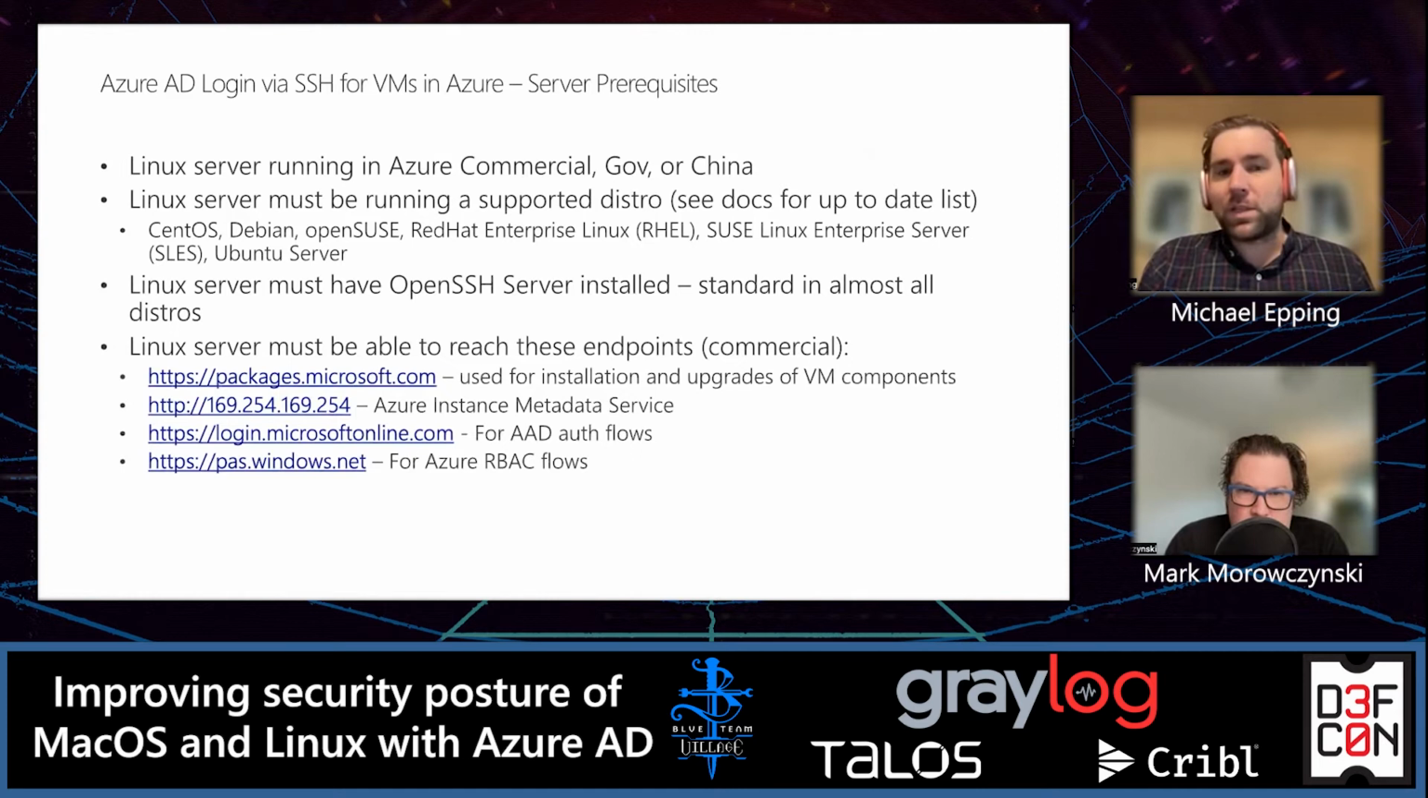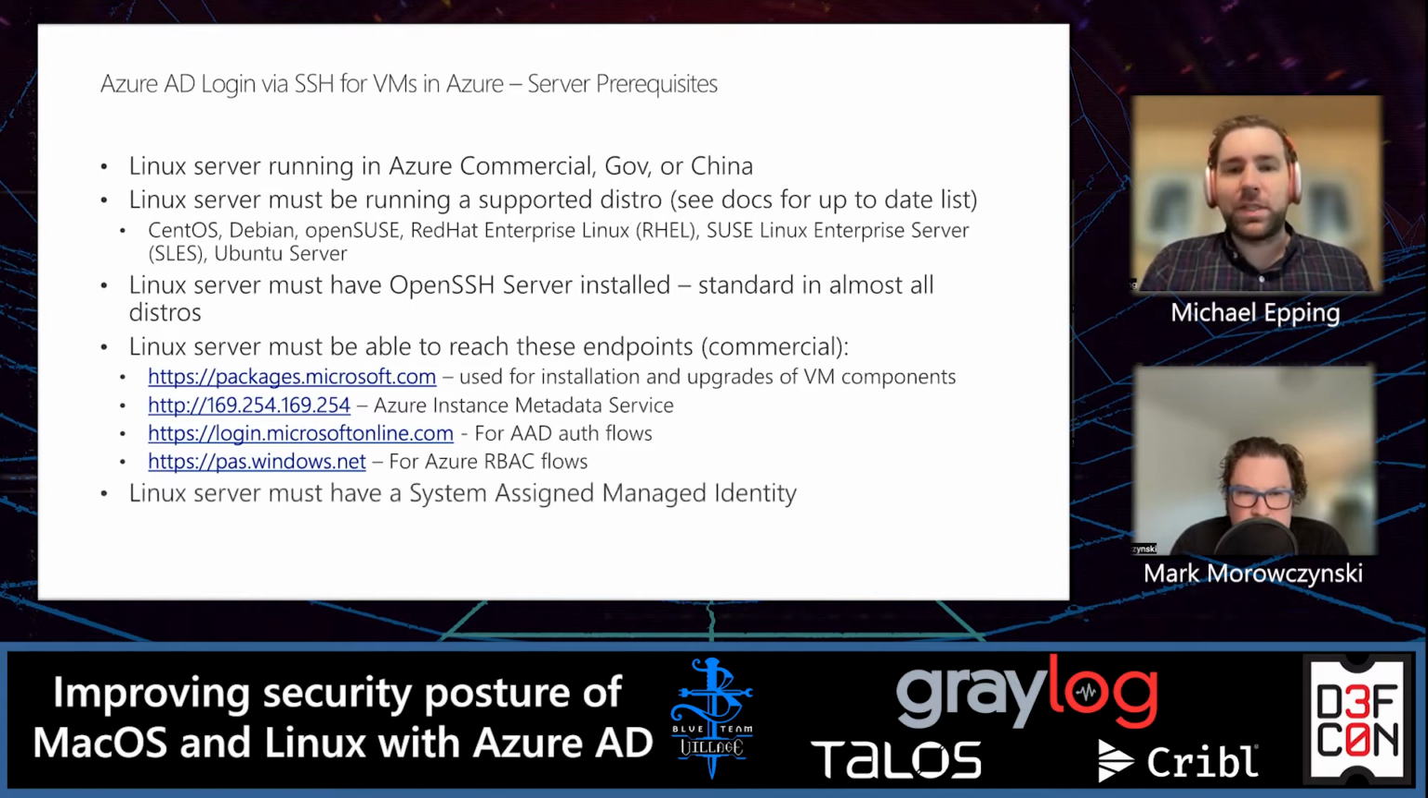And then the Linux server has to be able to reach a few specific endpoints. So one is packages.microsoft.com, which is where you install the Linux installer from, or some server-side components from. So that's just a standard package repo for us. This 169 IP address, which is the Azure Instance Metadata Service. This is a service running on the host machine in Azure that facilitates some functionality. Then it has to be able to reach Azure AD, as well as Azure Arc.